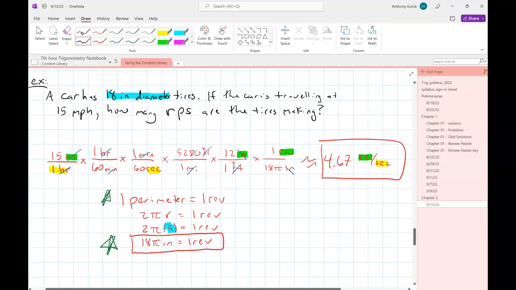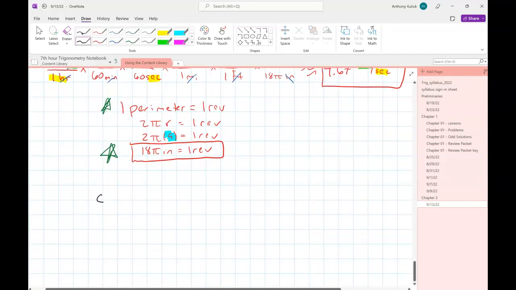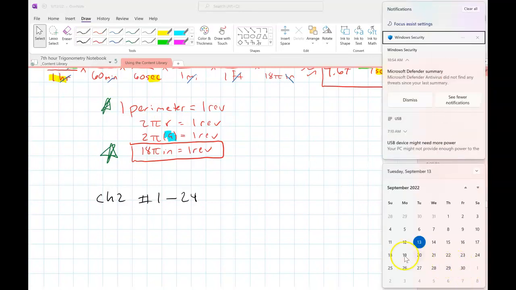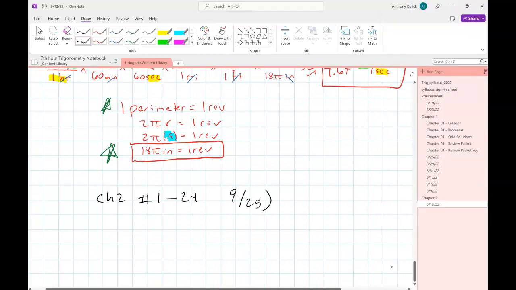Okay. We're going to stop here. In chapter 2, you guys should be able to do up through 24. This wouldn't be due until next Sunday, not this Sunday. So that'd be the 25th. So no big rush on that one.